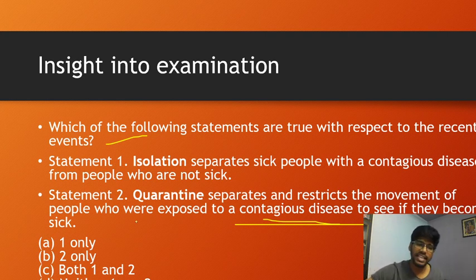The second statement says quarantine separates and restricts the movement of people who are exposed to the disease to see if they become sick. That means we are not sure whether they are sick or not, whether they have the disease. They may have been exposed to a particular person. That is quarantine. We have another term called self-isolation, which is you yourself imposing an isolation or quarantining yourself. So both the statements are true, not to be confused. Both 1 and 2.